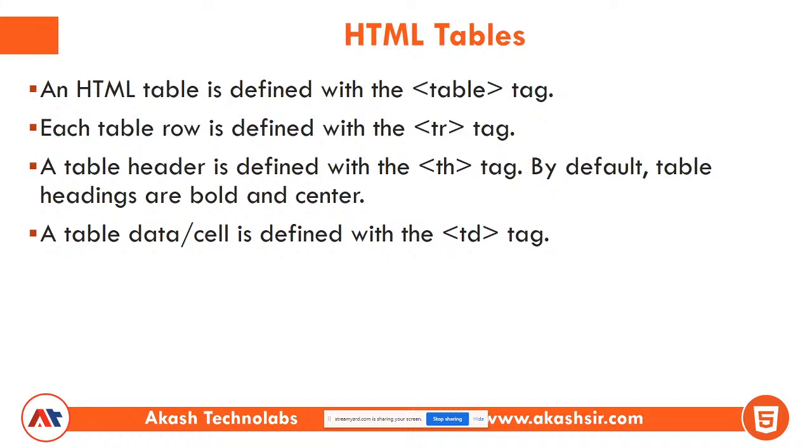So tr is used for defining the row, and th is used for the table header, right? Whenever you use a table header, your content will be center aligned and also displayed in bold. And if you want to add some data in your table, then we have to use td. TD means table data. We can say it's a cell.